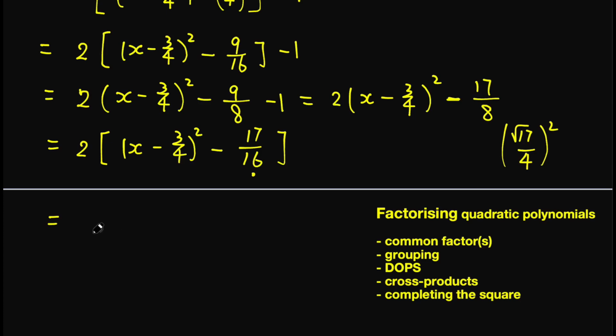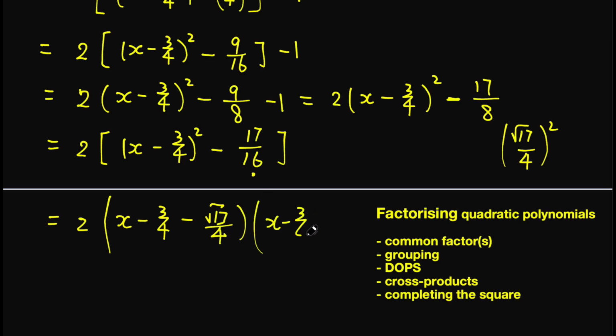Then we will have the difference of squares to factorize. The first term we will have x minus 3 over 4 minus root 17 over 4. Second bracket, we will have the first term and plus root 17 over 4.